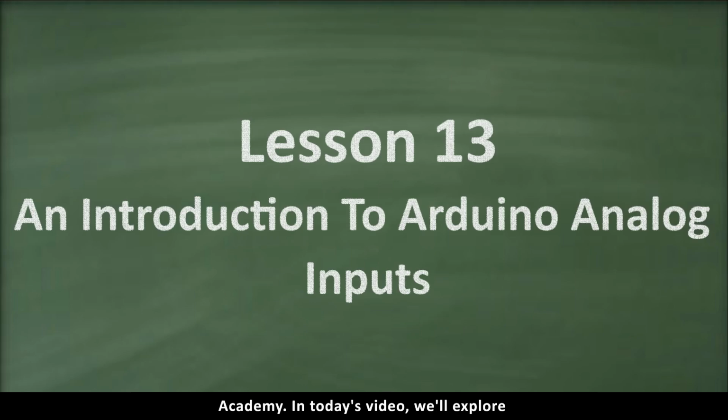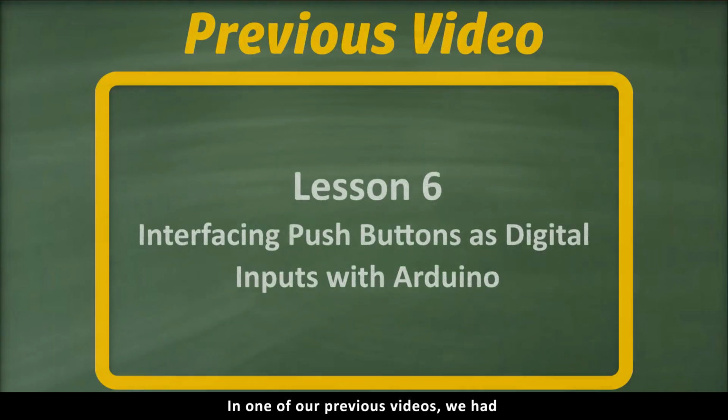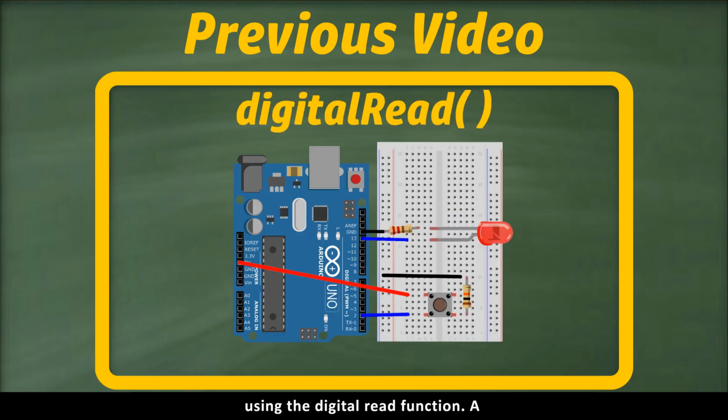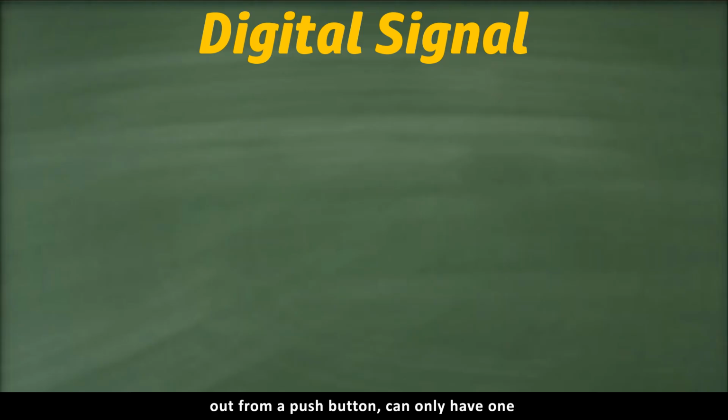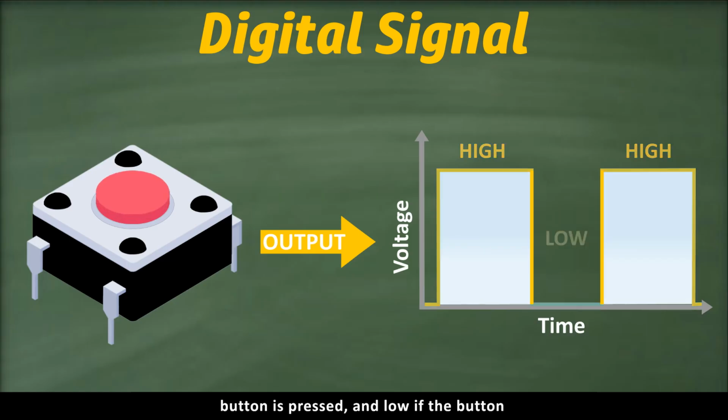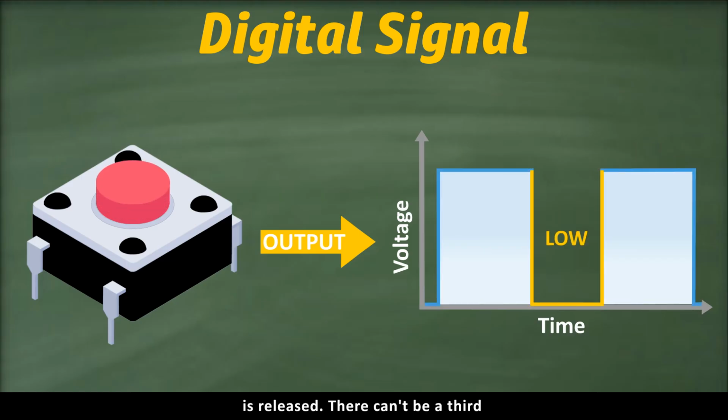In today's video, we'll explore how to read DC voltages using Arduino. In one of our previous videos, we had read a digital signal from an Arduino pin using the digitalRead function. A digital signal, like the one that comes out from a push button, can only have one of two possible values: high if the button is pressed, and low if the button is released. There can't be a third state in a digital signal.